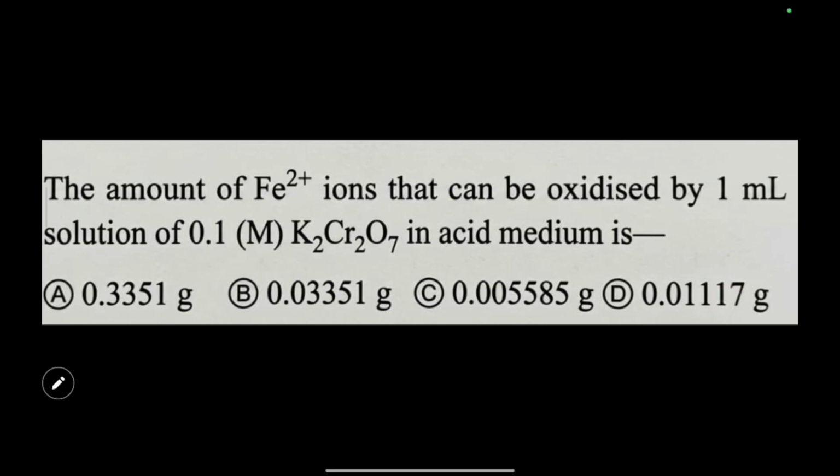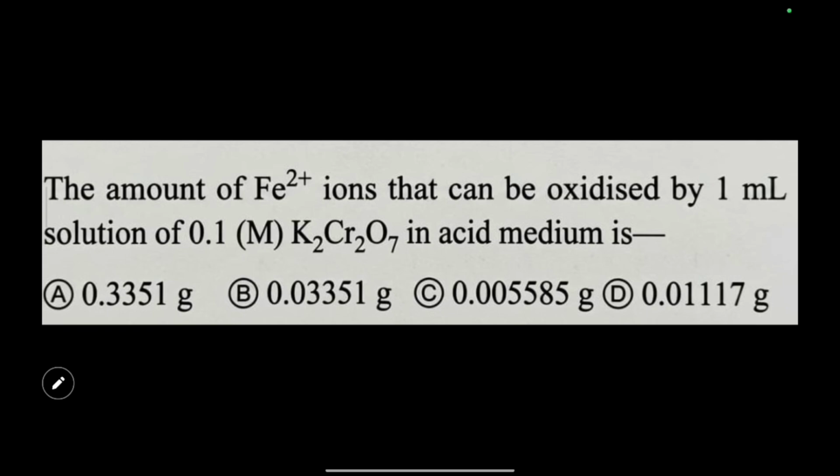The amount that is oxidized by 1 milliliter solution of potassium dichromate. What is the concentration of that? 0.1 molar. So again, for that you need to write the balanced equation. I hope you have understood the question.